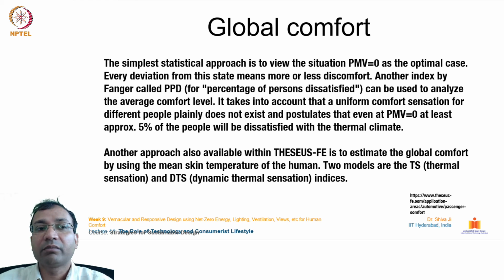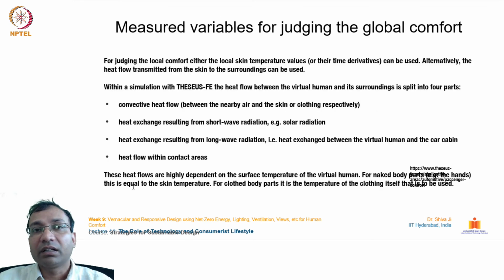Another approach also available within Theseus FE is to establish the global comfort by using the mean skin temperature of the human. Two models are the TS thermal sensation and DTS dynamic thermal sensation indices. Some measured variables for judging the global comfort are shown over here. For judging the local comfort, either the local skin temperature values or their time deviations can be used. Alternatively, the heat flow transmitted from the skin to the surrounding can be used.